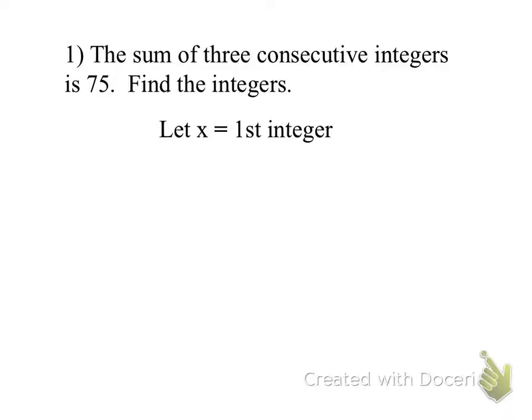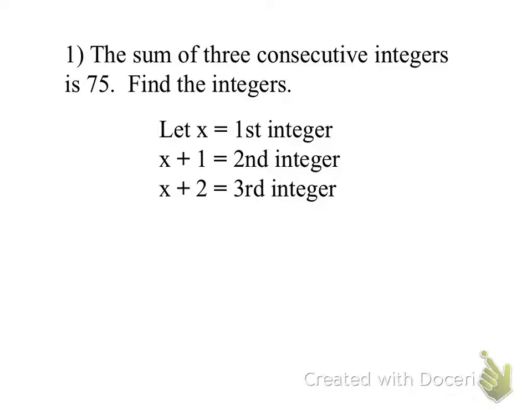Consecutive. X plus 1. If it had said even or odd, it would have been 2, but it says, okay, what am I calling the next consecutive integer? Plus 3? Nope. So X plus 2. Okay? And they asked for 3 consecutive integers. I'm done. Now, what am I going to do with those since they asked for a sum?